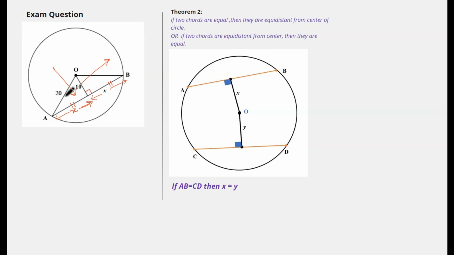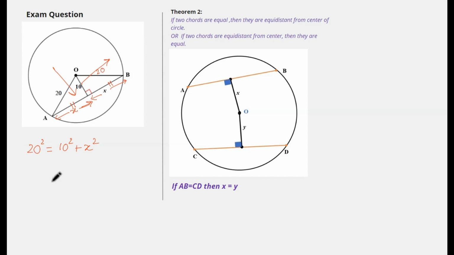This length is 10. OA is the radius. Similarly, OB is also a radius. If this is 20, this is also 20. So you can use any one of these triangles to find the length of x using Pythagoras theorem. So let's use Pythagoras theorem. I hope every one of you knows that. Pythagoras theorem says that 20 squared, the hypotenuse squared, equals the sum of the squares of the other two sides. That equals 10 squared plus x squared.